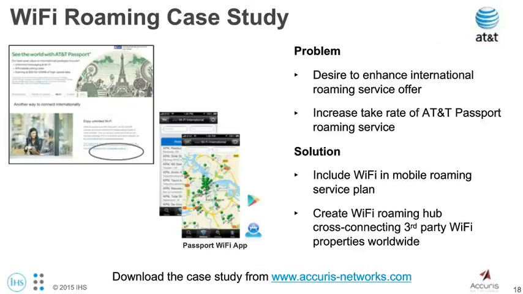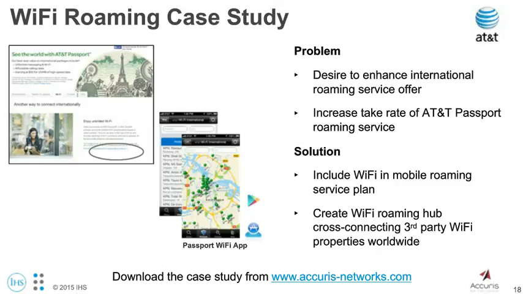Another opportunity is to add Wi-Fi to a roaming product or a roaming service offer. Accuris has worked with AT&T to create an extension to their mobile roaming data plan, which they call Passport. Today, subscribers who join the AT&T Passport plan get access to Wi-Fi access points around the world. AT&T has a pretty aggressive program where they're going out and signing up Wi-Fi property owners around the world, and then they have an application that subscribers get.